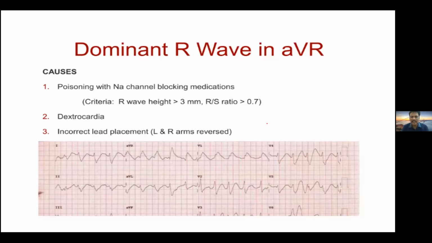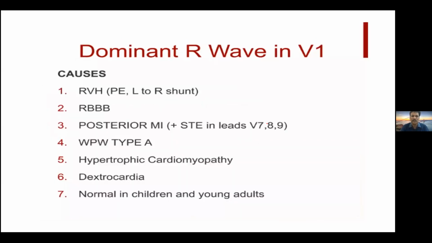So when you change the left and right arm leads, which is the most common cause of a dominant R wave because of a mistake by the technician, it will be positive. So whenever there is a positive aVR, do not panic. Most of the time lead reversal has happened. Sometimes dextrocardia may be there. Very rarely you find poisoning in the ECG. And in ventricular tachycardia, you will find it positive; I will teach you why when we come to ventricular tachycardia.